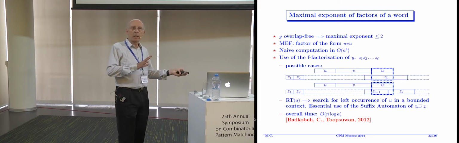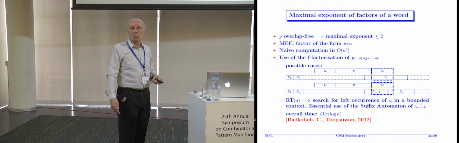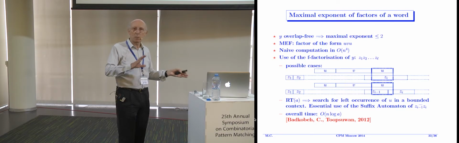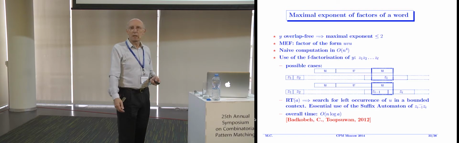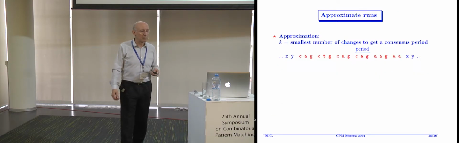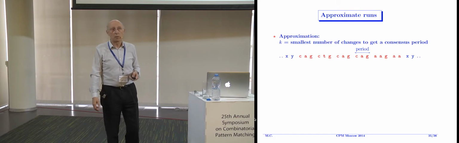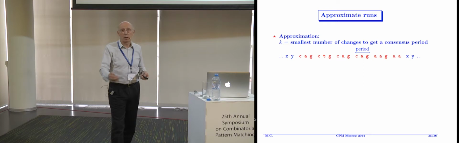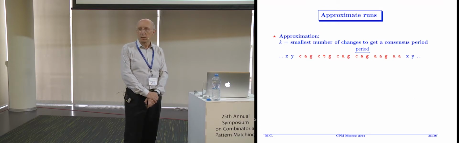So looking at repeats instead of repetitions, the work is not finished, because this is one result among others, but repeats might be more important than repetitions. Looking at factors having an exponent smaller than 2, big deal. We have selected some repeats in this work, but maybe other properties could also be of interest. Now, a second opening is to look at approximations. As was mentioned by Alberto, it's clear that, for instance, if we deal with genomic sequences, exact runs may not be of big importance. It's certainly more appropriate to look at approximate runs.